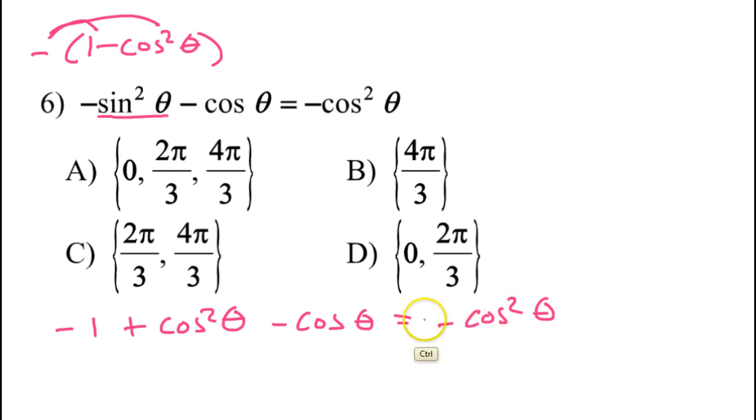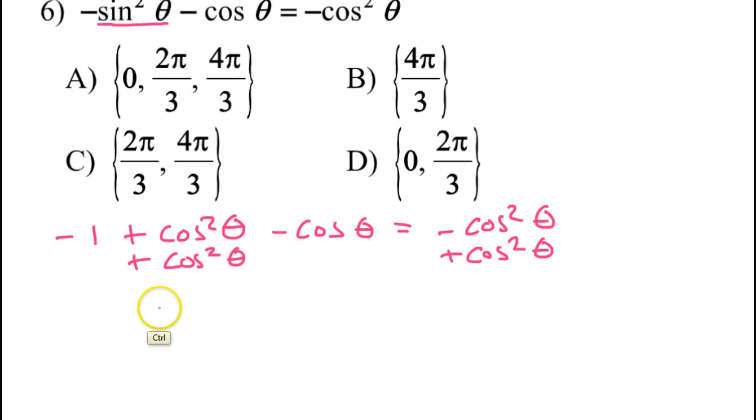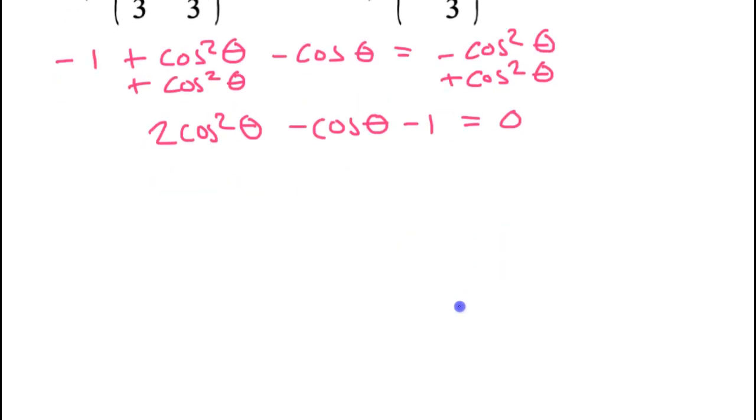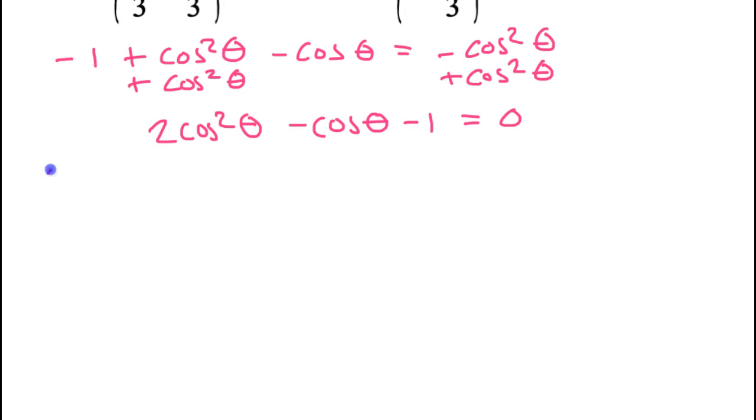Alright, I need to get 0 on one side, so let's add cosine squared to both sides. So that is going to give me 2 cosine squared theta minus cosine theta. And see this minus 1 over there? I'm just going to put it over here, is equal to 0. Now this is probably factorable. So let's attempt to factor it.